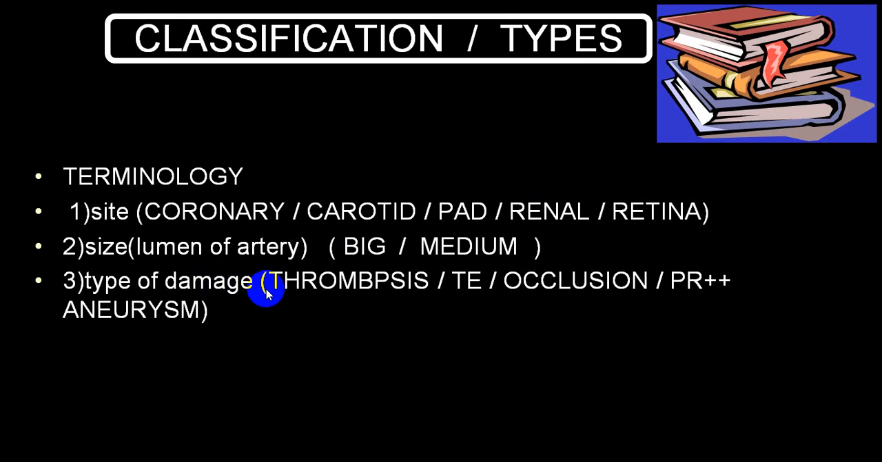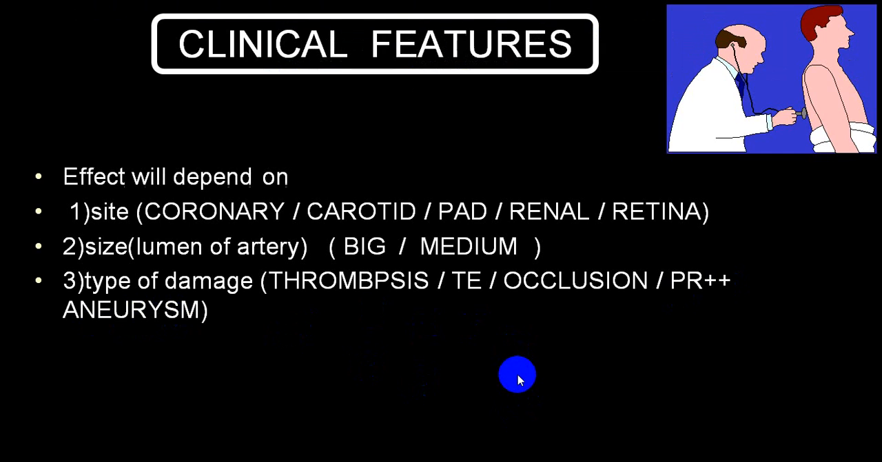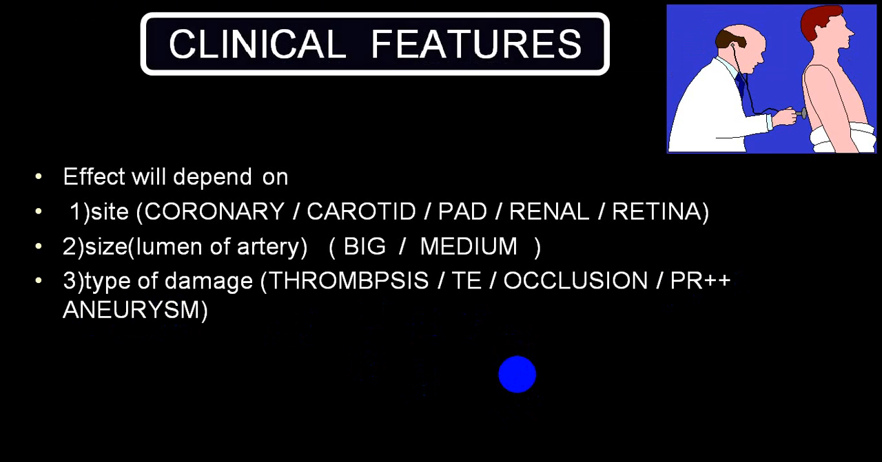and depending upon the damage, sorry, this spelling is wrong, it should be thrombosis, this should be O, thrombosis, thromboembolism, occlusion, peripheral artery involvement, aneurysm formations, and then complications secondary due to aneurysms. Clinical picture will also depend on this. Will not be discussing in detail.